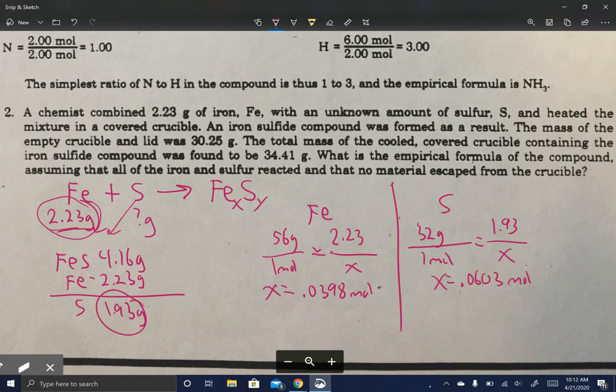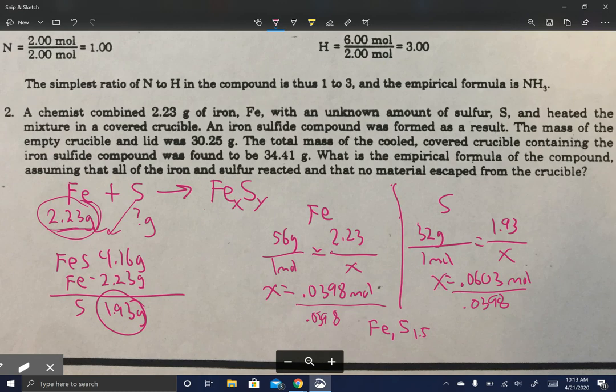0.0603. Okay, so now to get the empirical formula, we divide by the lowest number of these. So we divide by this, 0.0398. Divide by 0.0398. And this is going to be 1, so it's going to be FeS, right? So this is 1 atom of Fe. So a 1 there. Now 0.0603 divided by 0.0398, I get 1.5. So 1 to 1.5. We can't have a 1 to 1.5.